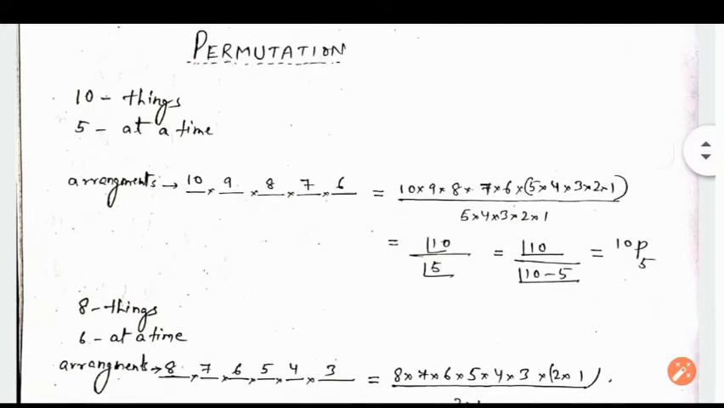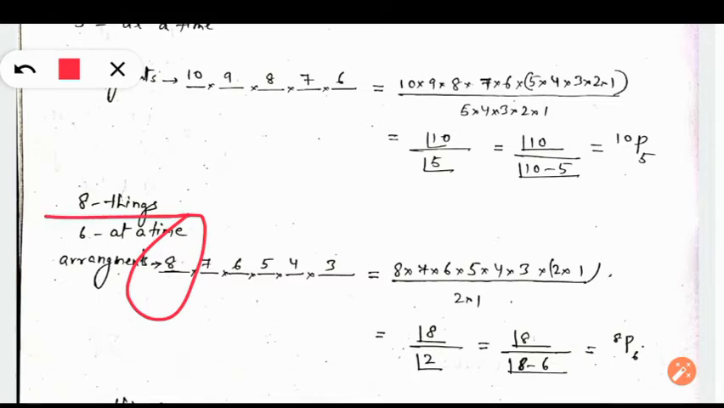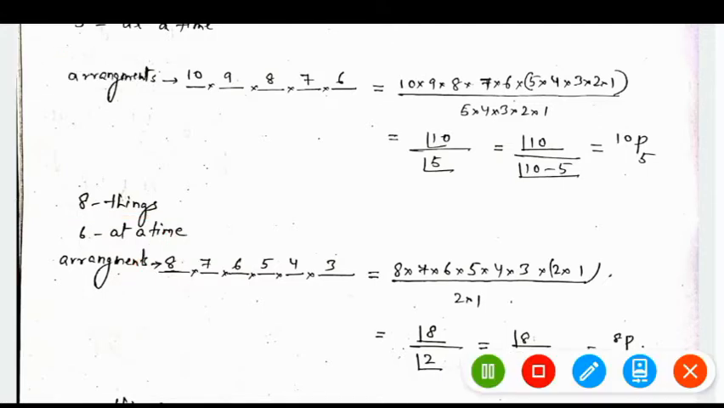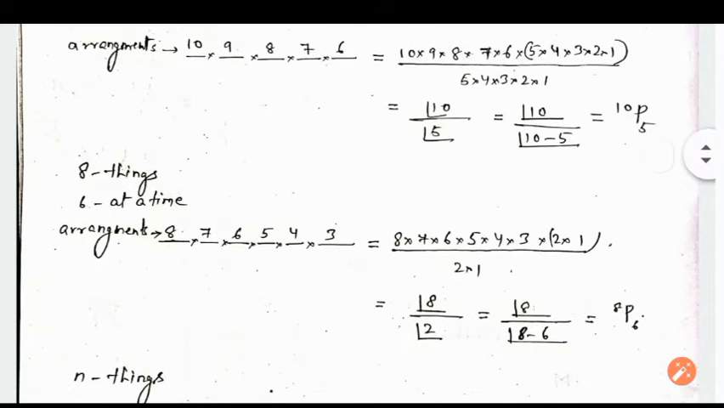Okay, similarly suppose we have 8 things and 6 places, or 6 at a time, that you are required to arrange. So in that case tell me what will be the number of arrangements. In how many ways can the first place be filled? Since we have 8 things, the first place can be filled in 8 ways. The second place can be filled in 7 ways. Why? Because the remaining things here are 7. Okay. Similarly, the third place can be filled in 6 ways and so on, right? So this is what we have as the number of arrangements.